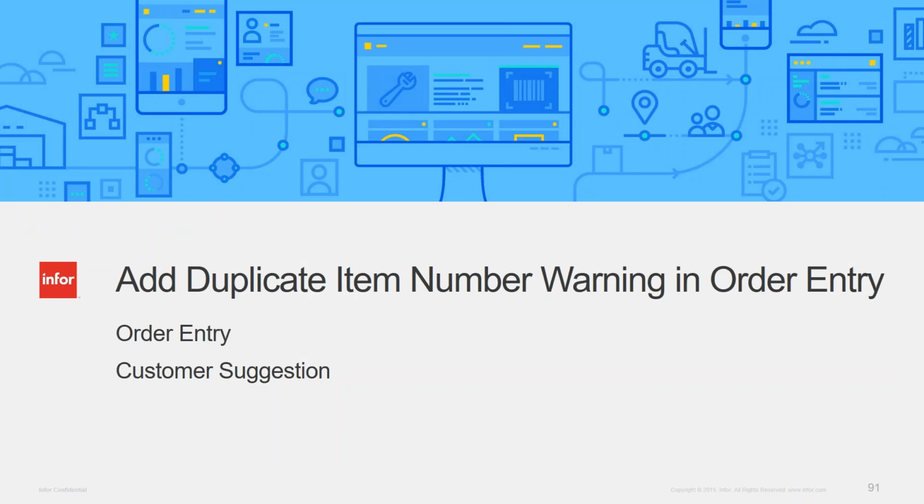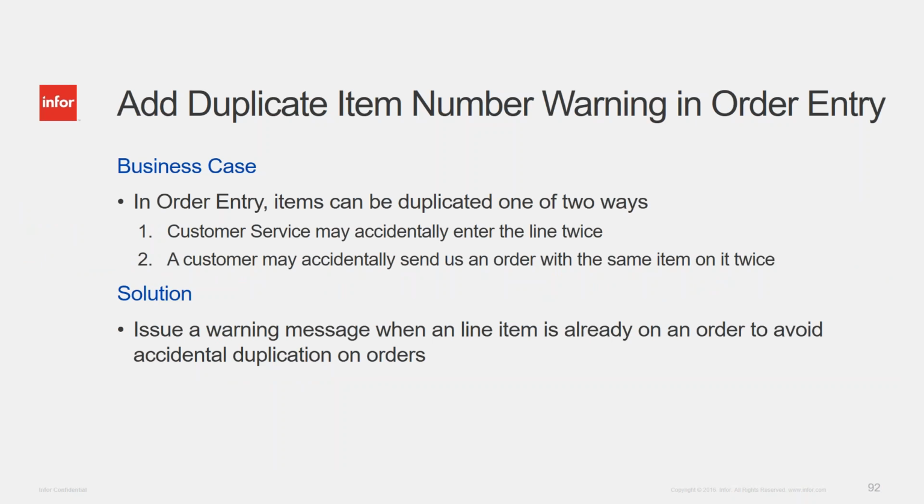Add duplicate item number warning in order entry. Our business case. In order entry, items can be duplicated in one of two ways. Customer service may accidentally enter the line item twice, especially if you type as badly as I do. A customer may accidentally send us an order with the same item on it twice. Our solution for you: to issue a warning message when a line item is already on an order to avoid accidental duplication on orders.